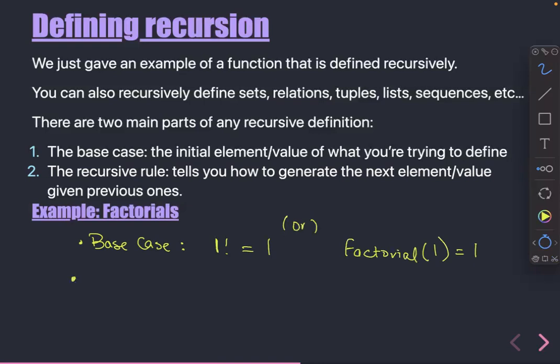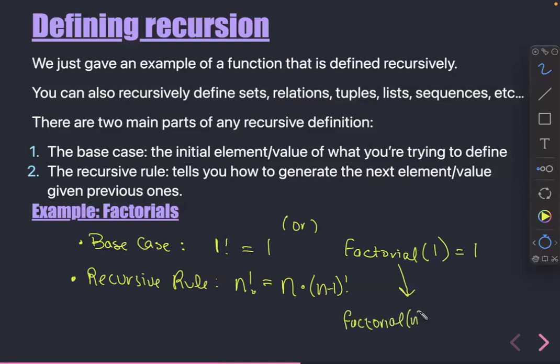And then for your recursive rule, that's going to be telling you how to take a generic input n. If I have n factorial, how would I break that into something smaller? We already showed it, where you're just taking n times n minus 1 factorial. But if you're doing it in terms of your function, your recursive rule would be factorial of n equals n times factorial of n minus 1.